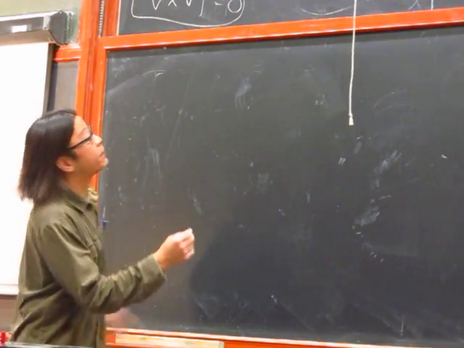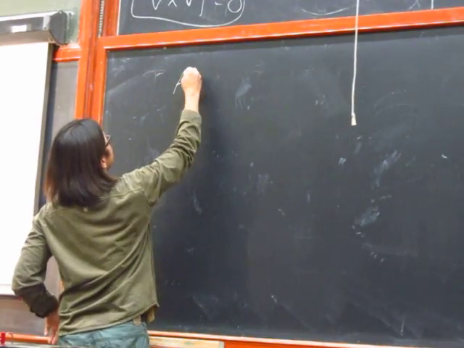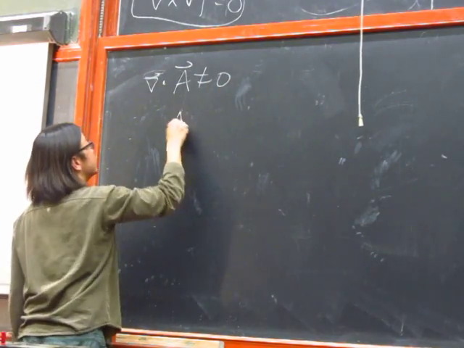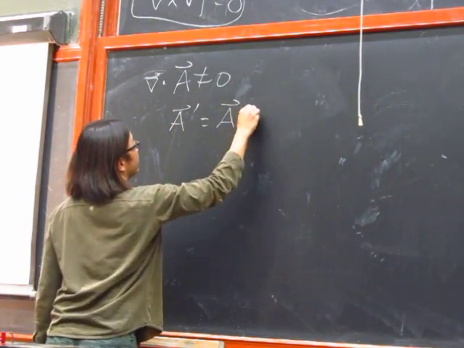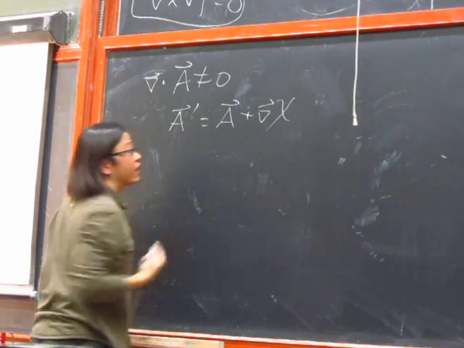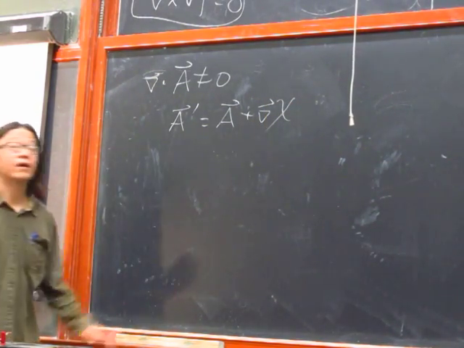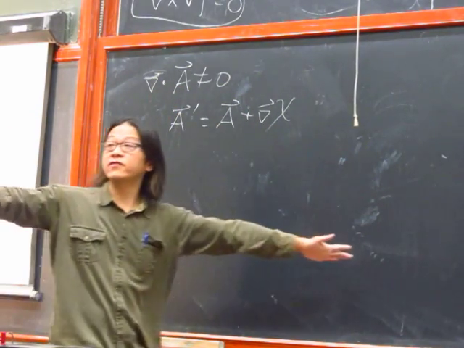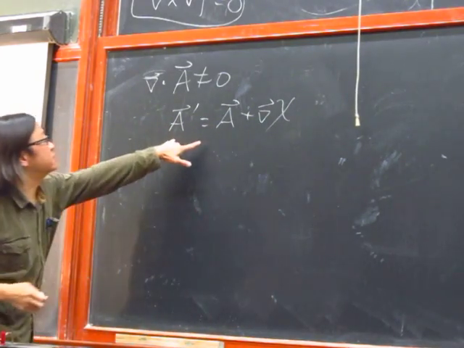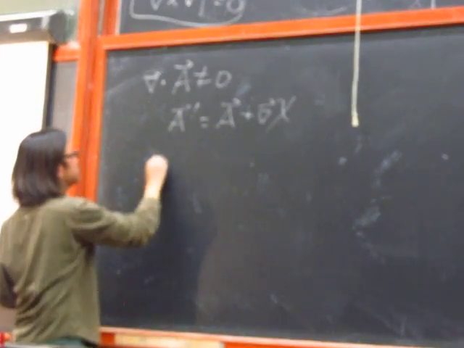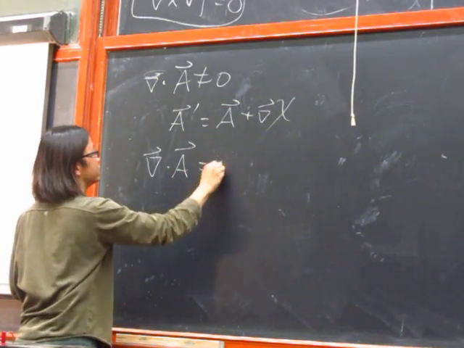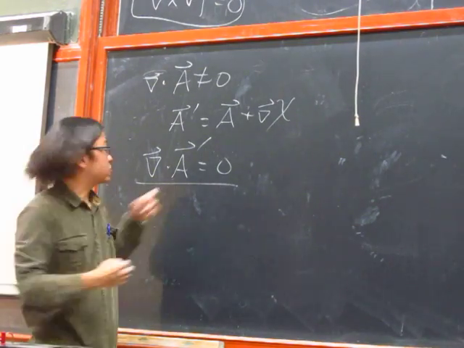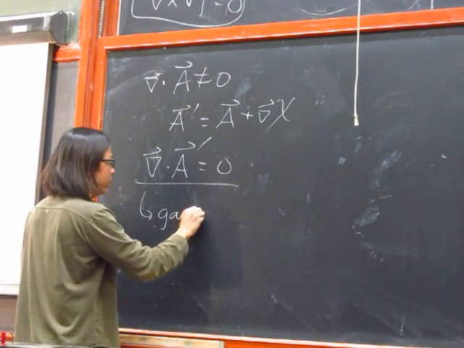But because of that choice, if the divergence of A is not zero, I can always choose another A prime given by A plus the gradient of chi. As long as everything is well behaved and goes to zero at infinity, it's always possible to choose an A prime in such a way that the divergence of A prime is equal to zero. This is called a gauge choice.